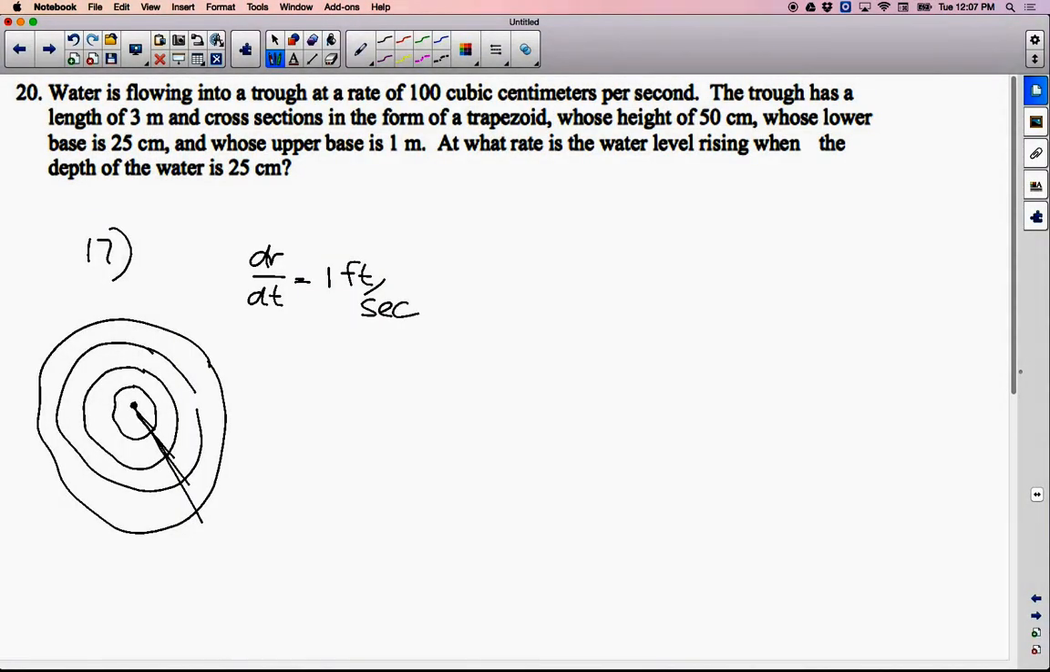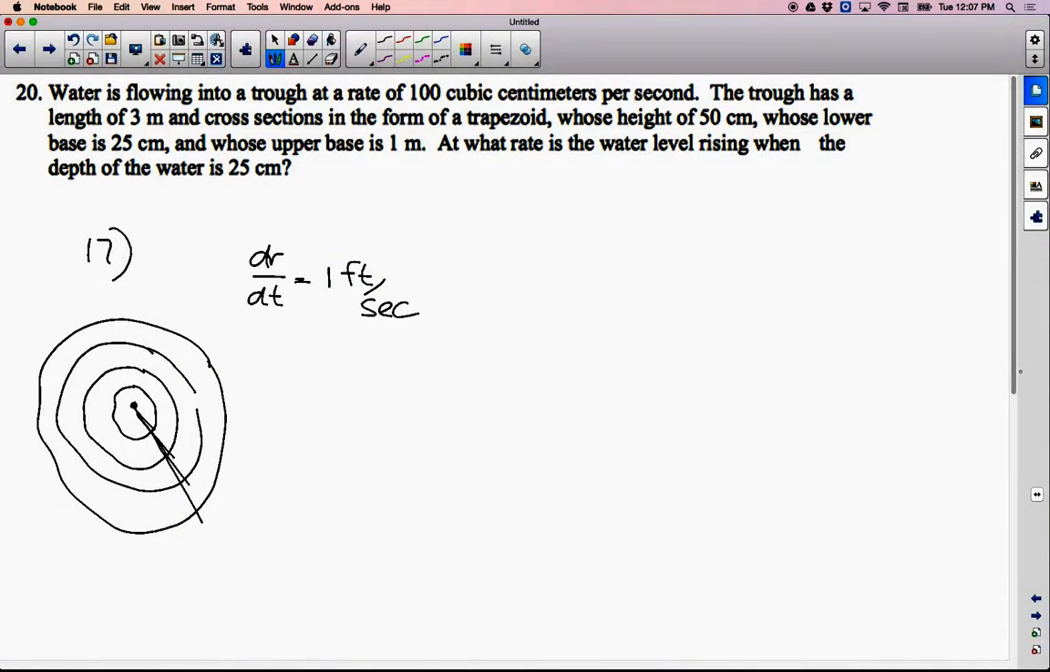And what is that then? If the ripples are moving out from the center at a rate of 1 foot per second, what is that? dr/dt. That's your change in your radius, because radius is measured from the center, right? So we've got dr/dt. We know that. dr/dt is what? 1 foot per second. Okay, keep reading.